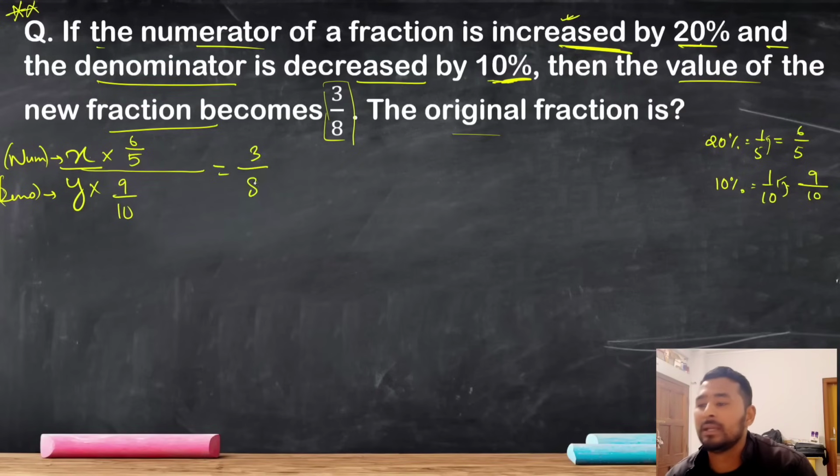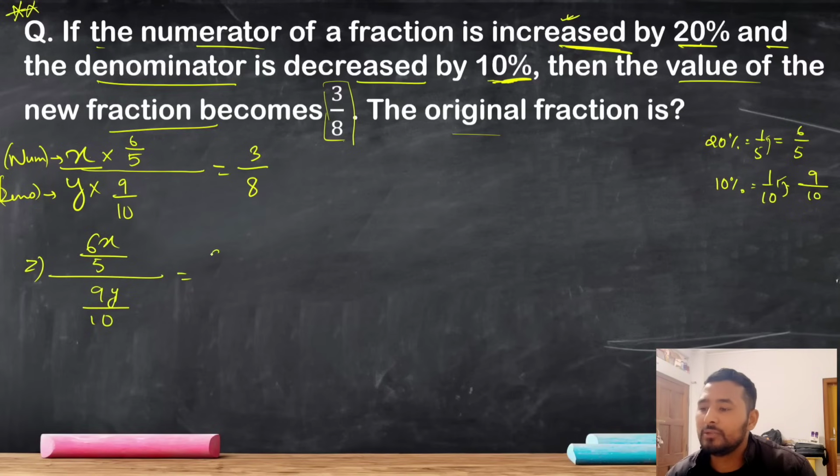3 by 8. Okay. Because then the value of the fraction becomes what? 3 by 8 is given. Now it's simple. Just cross multiply and get the answer. So you see, you have to get the original fraction. Okay. Our original is X and Y. So you need to find the value of that. So just do 6 into X. We get 6X by 5, divided by Y into 9 as 9Y by 10 equal 3 by 8.